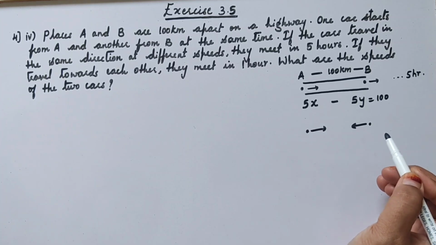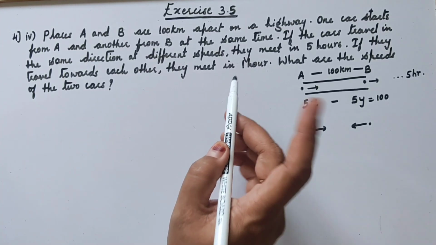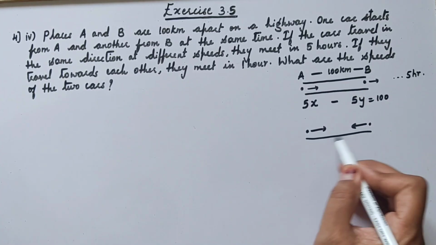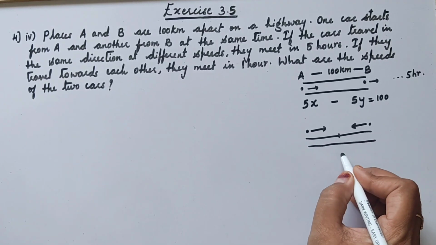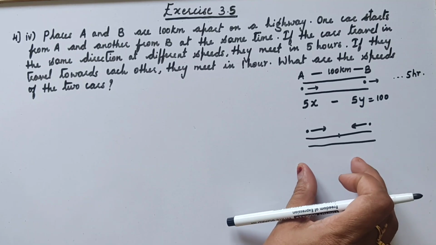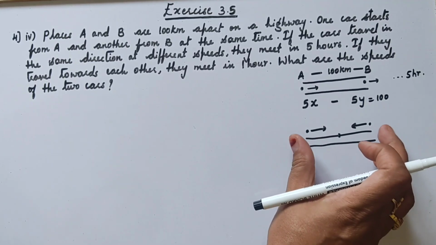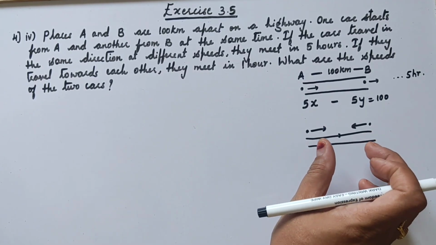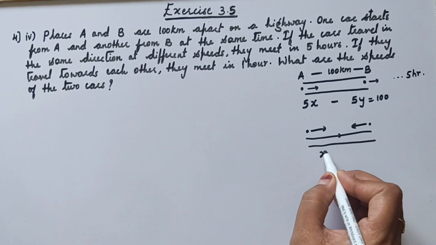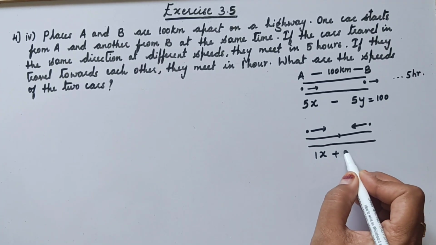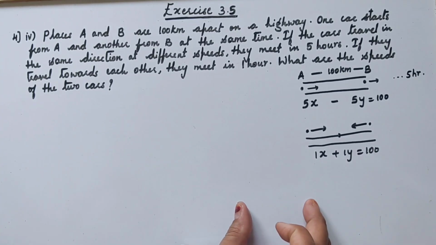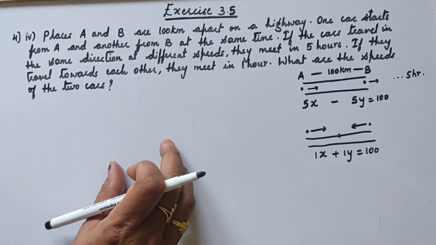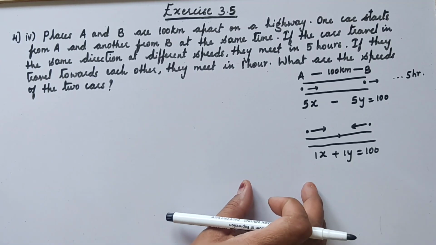Now here, if they travel towards each other, they meet in 1 hour. So this is a highway and they're going to meet in 1 hour. If they're going to meet in 1 hour, I can say 1x plus 1y equal to 100. So we need to find out what are the speeds of the two cars. I hope this is clear.